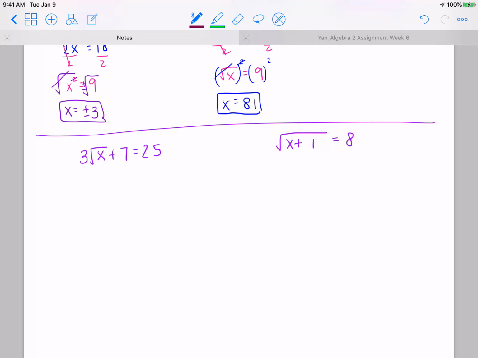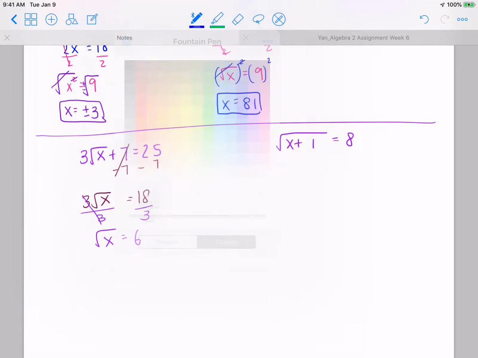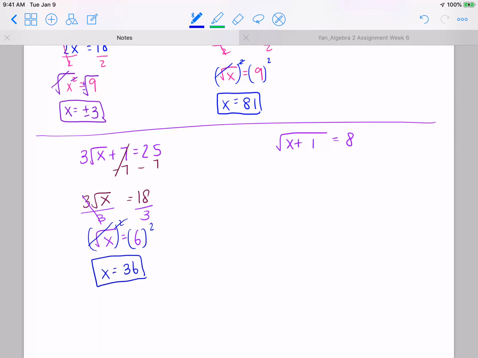Okay, so the one on the left, again, we want to keep the square root of x by itself. So we got to get rid of the 7, which gives 18. Divide by 3. Square root of x equals 6. Almost done. Square both sides. Cancel that out. So x equals 36.